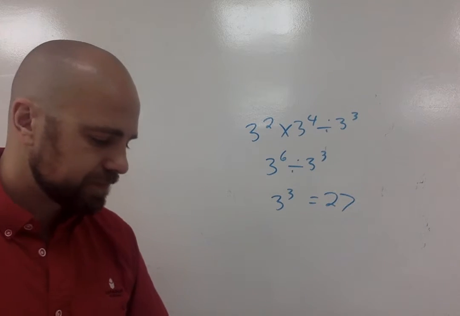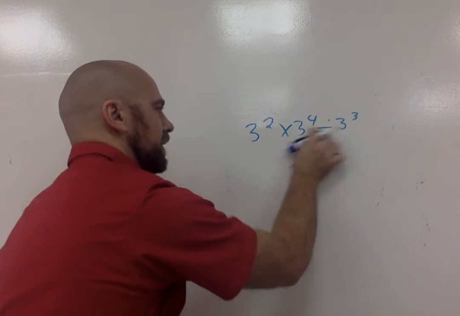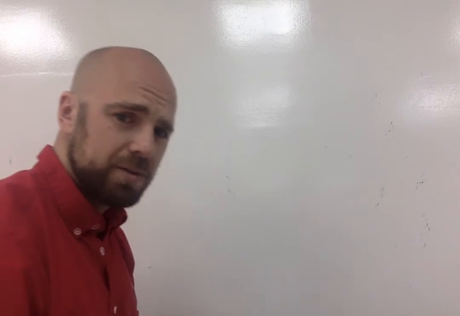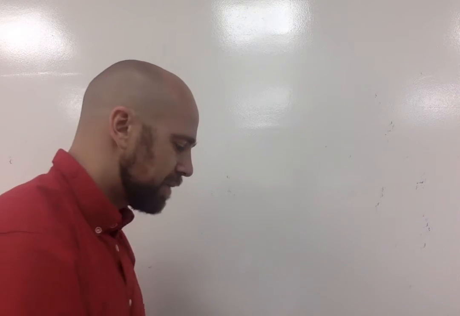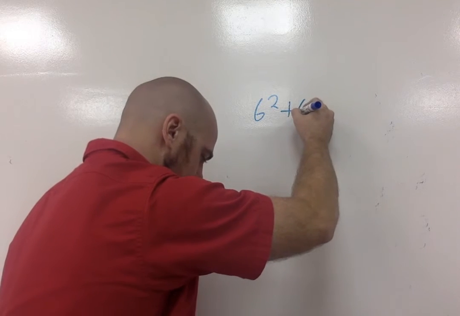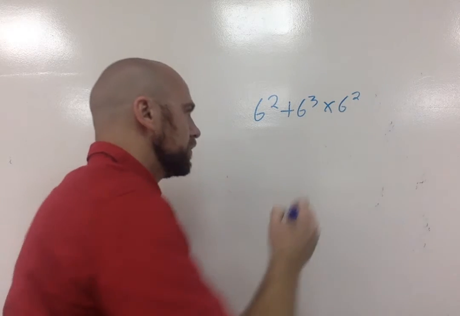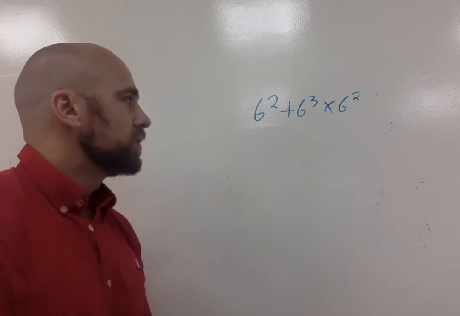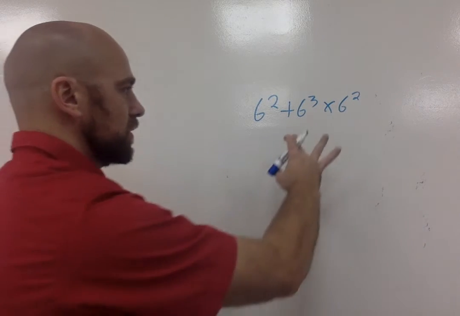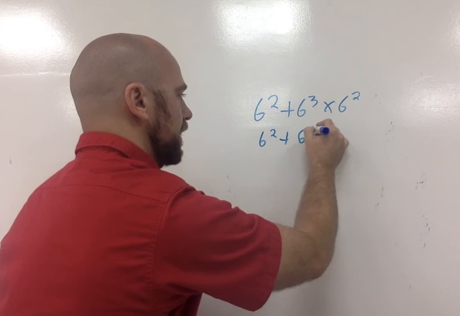Okay. All right, I've got 2 more that we're going to go through. So this is something, it still applies the rule, but I'm introducing one new thing, and that's adding and subtracting when we have powers. So I've got 6 squared plus 6 to the power of 3 times 6 to the power of 2. All right. So when we follow order of operations, we will still do our multiplication first. So I'm going to simplify this. So I've got 6 squared plus 6 to the power of 5.